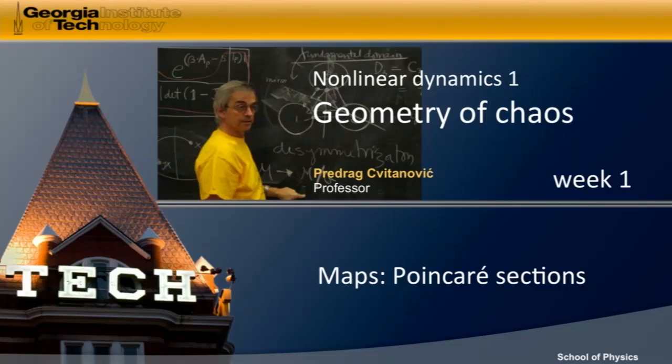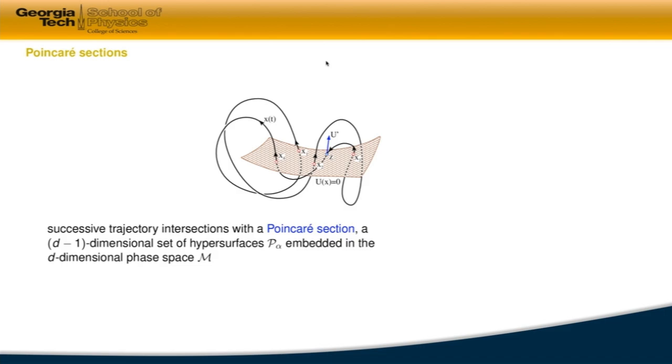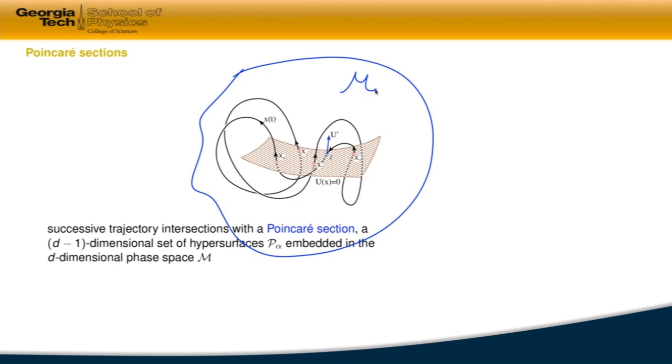In the previous lecture, we discussed flows in some detail. Now I would like to explain how you reduce a flow to a map. That map is called Poincaré section. Imagine that you have your dynamical system in a state space. So here is our state space M. And within it, there is a trajectory.